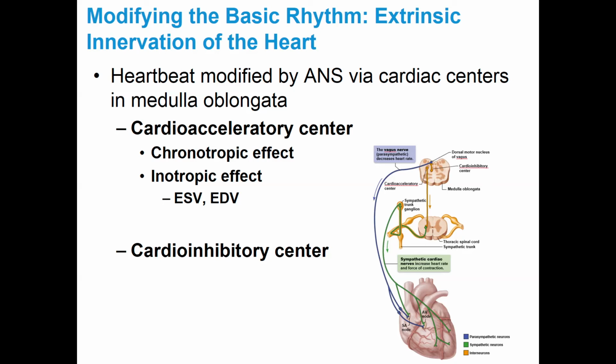ESV stands for end systolic volume. So that is the amount of blood left in the heart at the end of ventricular contraction. So what percentage of the blood have we ejected out? And then the other three letters on there, EDV, stands for end diastolic volume. So when the ventricle is done resting, when it's right about to contract, how much blood is in there?